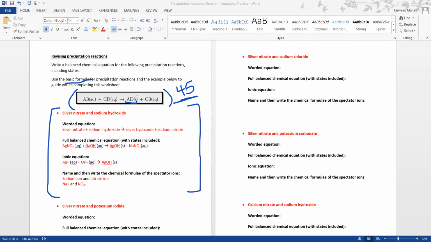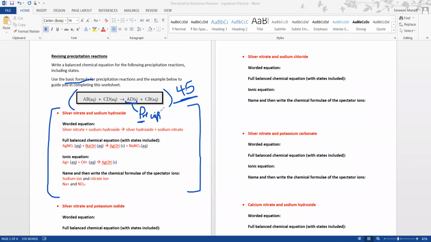Okay, what do we call AD, guys? The one that's got the S in brackets. What do we call that? What is that substance called? It has a special name. Come on, we remember. It starts with the letter P. Precipitate. Excellent. Good work. Okay, so precipitate is basically what this thing is called.